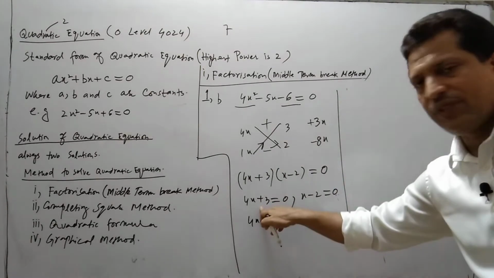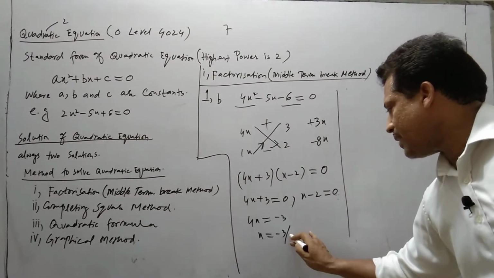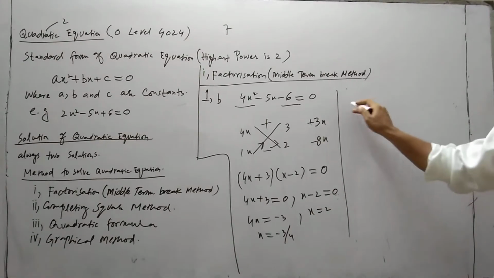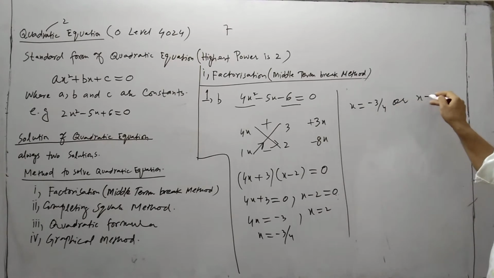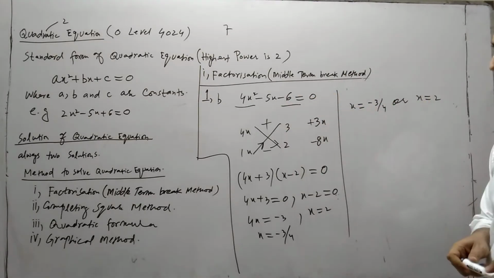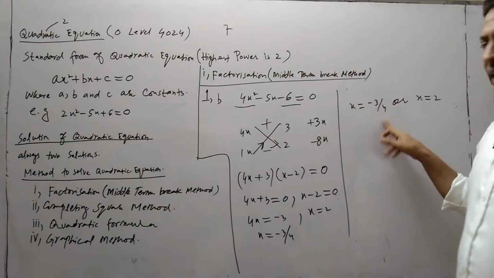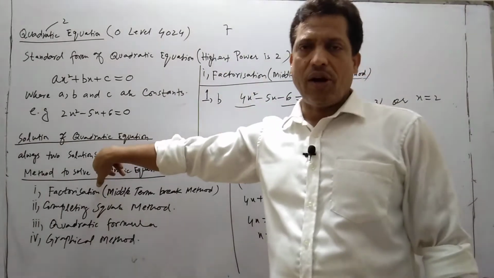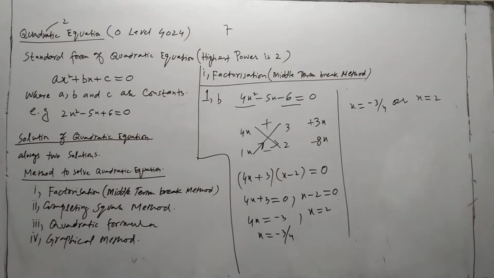Here 4x, move this 3 to this side, minus 3, and x is equal to minus 3 upon 4. Move this minus 2, x is equal to 2. So we get x is equal to minus 3 upon 4 and x is equal to 2. So these are two answers of this quadratic equation. We are doing factorization by using the middle term break method. So again, the theory has verified itself. Whenever you solve a quadratic equation, you always get two solutions. Okay, one more question.